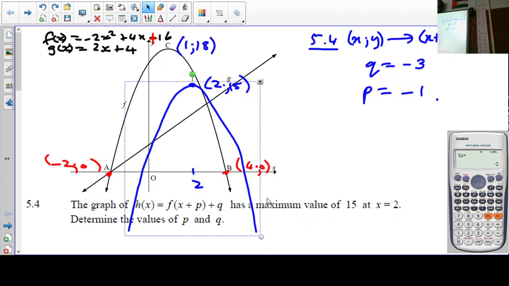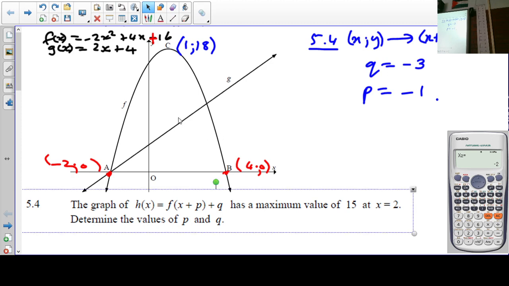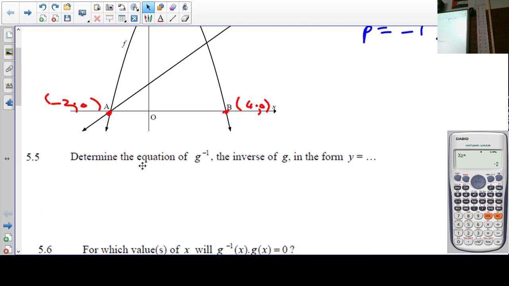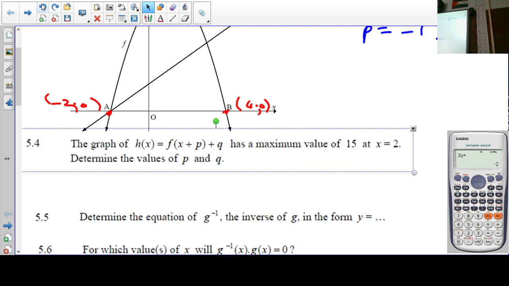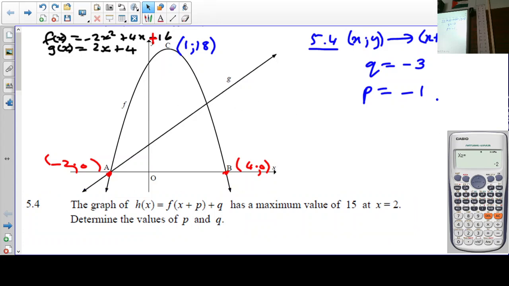Let's take this out. Delete. And 5.5. Question 5.5. Yes? Wouldn't q have been 15? No. You see what happens is, say I completed the square. Okay? This is just for your explanation. I'm not going to change it.